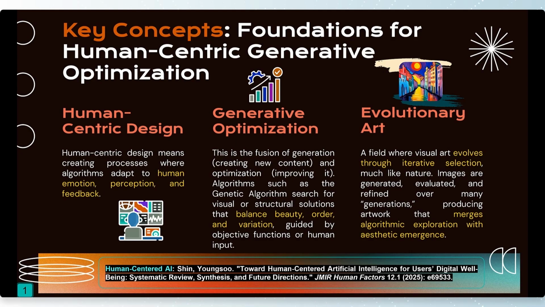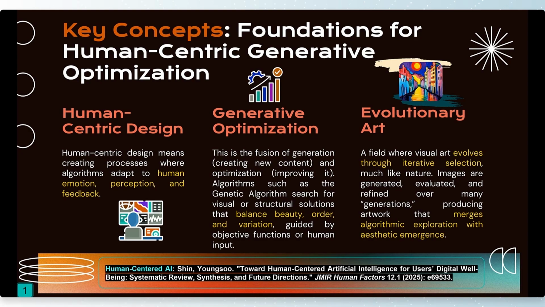Some key foundations for human-centric generative optimization. What is human-centric design? Human-centric design means creating processes where algorithms adapt to human emotion, perception, and feedback. Generative optimization is the fusion of generation and optimization. Algorithms such as the genetic algorithm search for visual or structural solutions that balance beauty, order, and variation, guided by an objective function or human input.